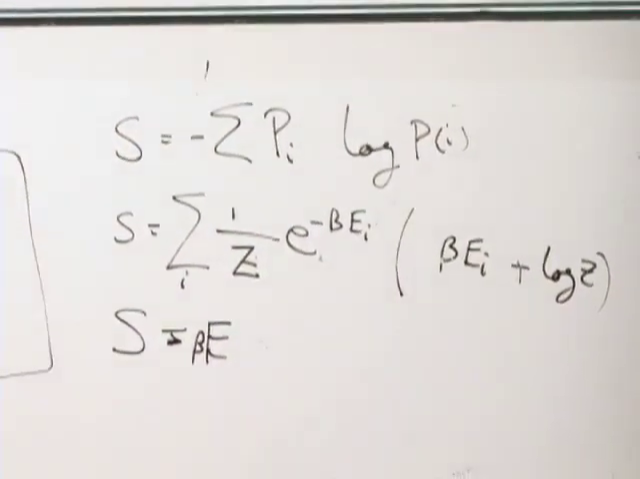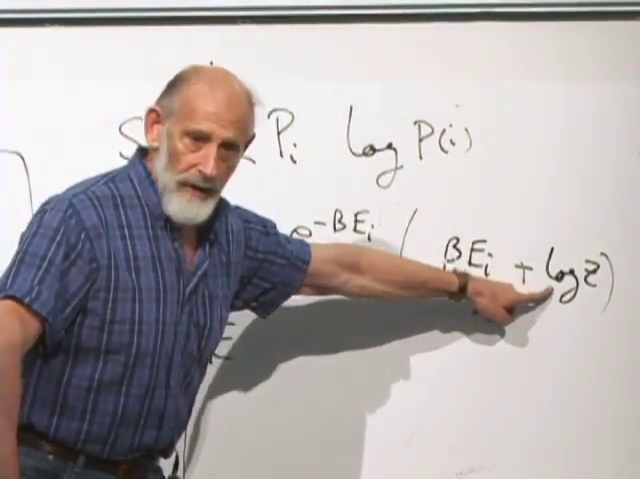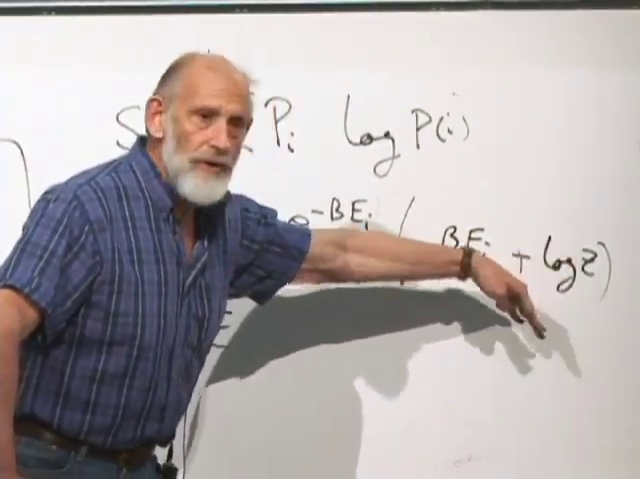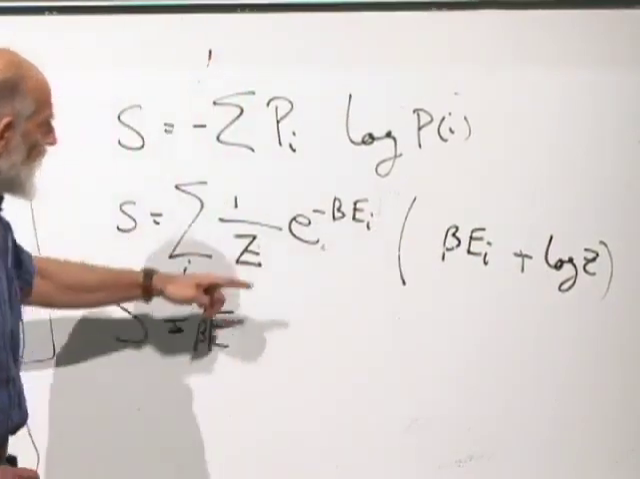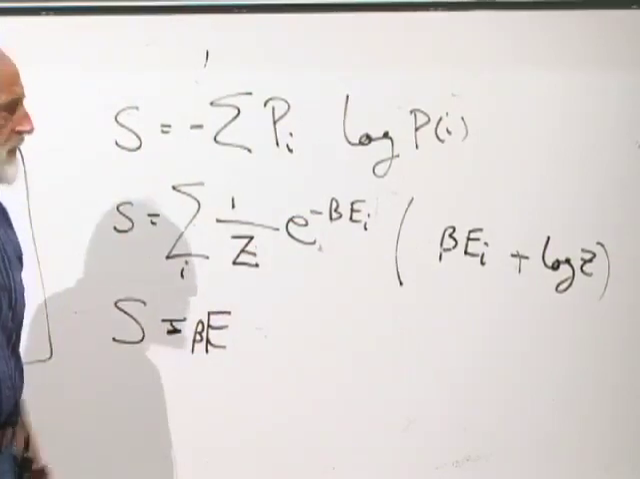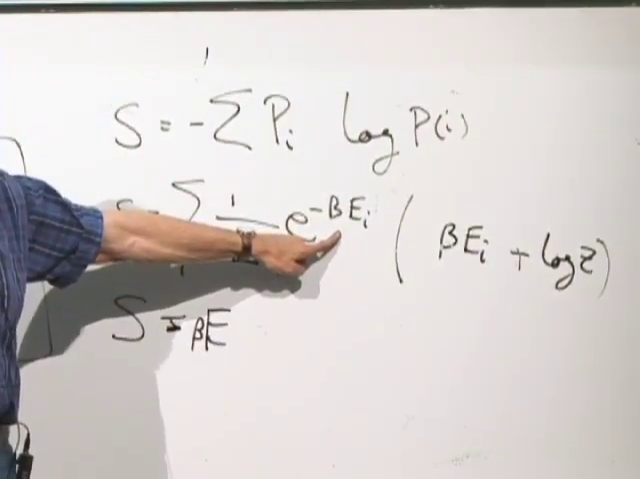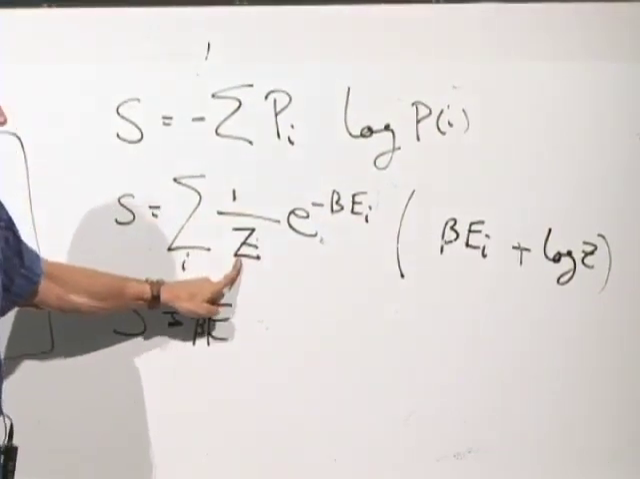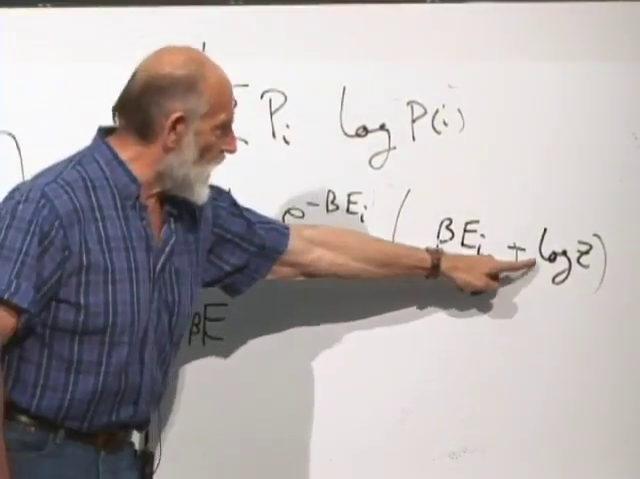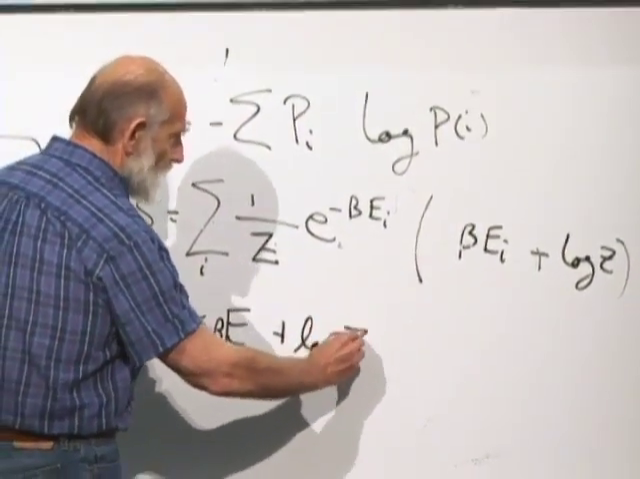And what about the second term? There's no I dependence in here. This is just the logarithm of Z. That doesn't depend on I at all. So in doing the sum here, all we're doing is summing e to the minus beta E sub I. What is that? Z. And that cancels the Z here. So all we're left with is logarithm of Z plus log of Z.